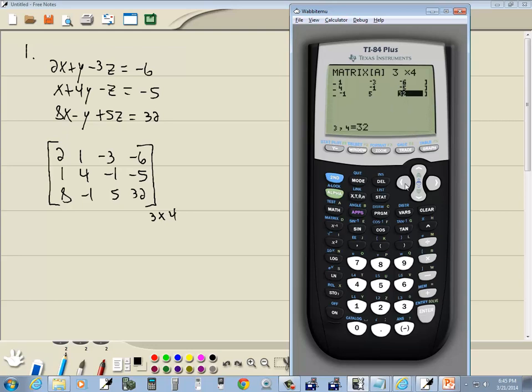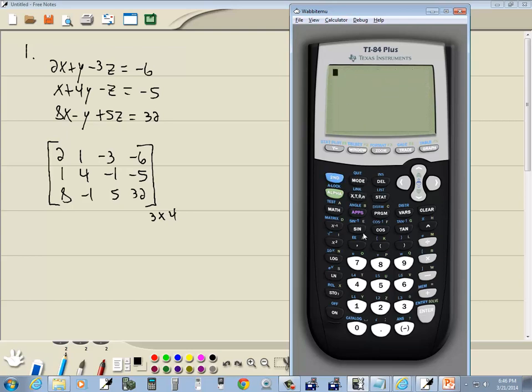So I got negative 6, negative 5, 32, negative 3, negative 1, 5, negative 1, 4, negative 1, 2, 1, 8. Very primitive spreadsheet, so you can use your arrow keys to scroll around to check your numbers. Now once you get your numbers in, then you do a second mode to exit out.